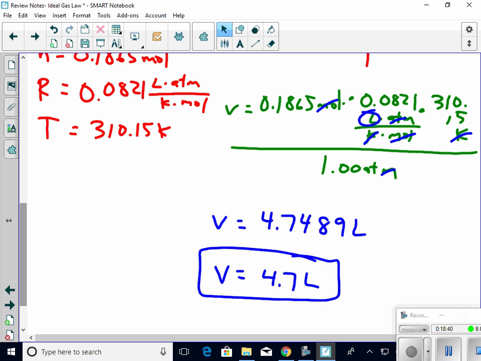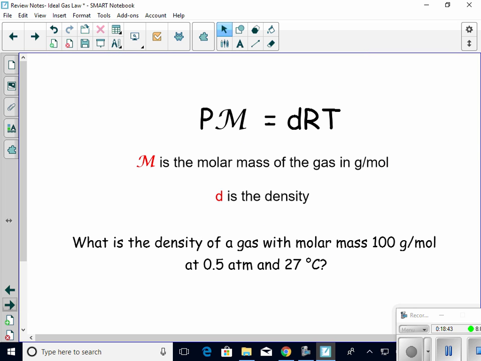Now I've got one more that I'm going to work, and that's going to deal with PM equals dirt. PM equals dirt. That's how I remember that. Post-mortem, you're under the dirt. The M is the molar mass of a gas, and the M is in grams per mole. D is the density.